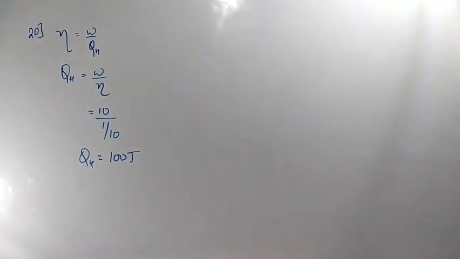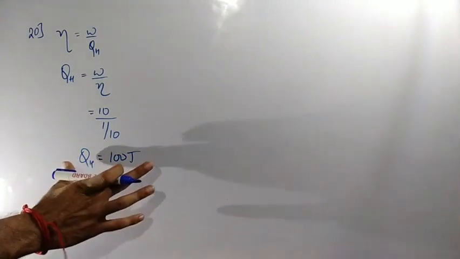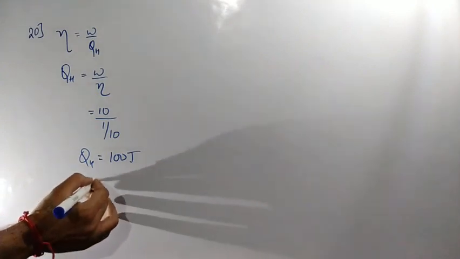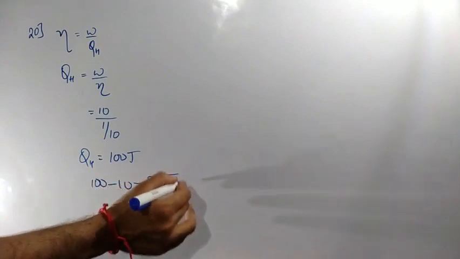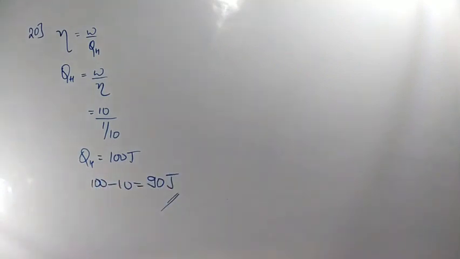Next, the factor they are asking is not QH but QH minus W. Basically they are asking about the amount of heat energy absorbed from the reservoir at lower temperature. That is 100 minus the work done value, 10. The value turns out to be 90 joules. Option number A. Clear?